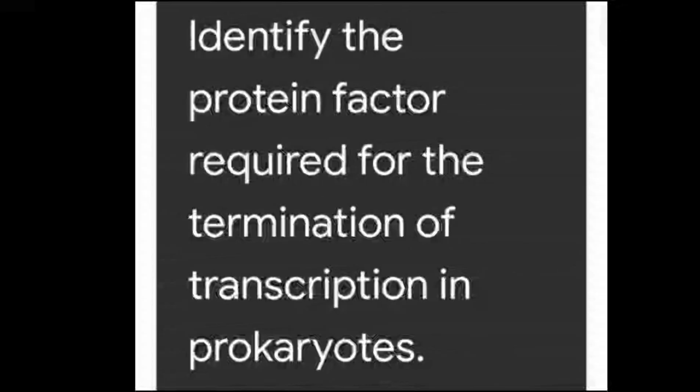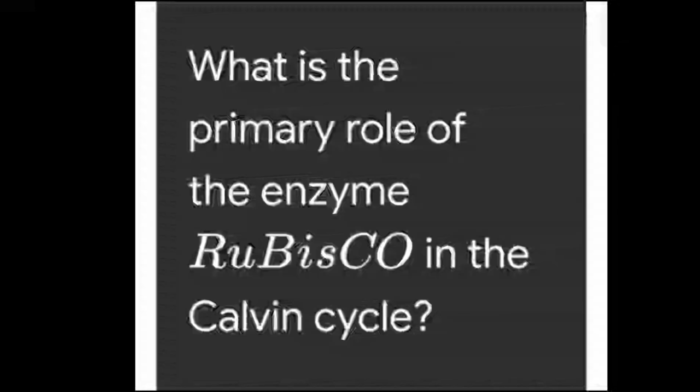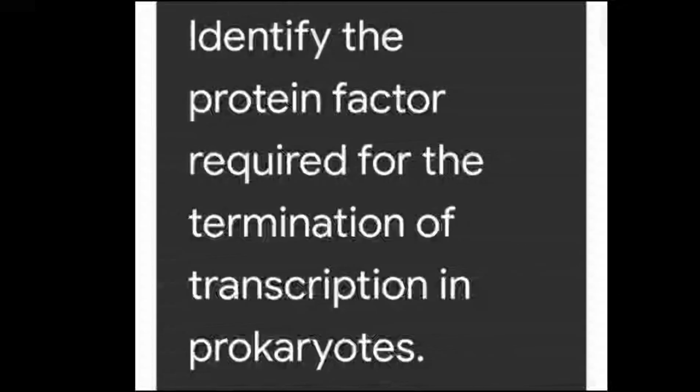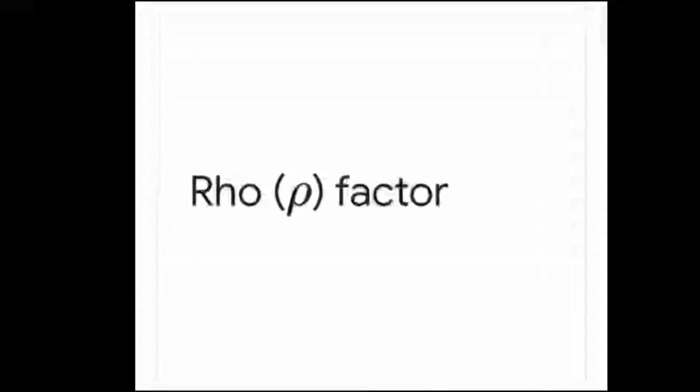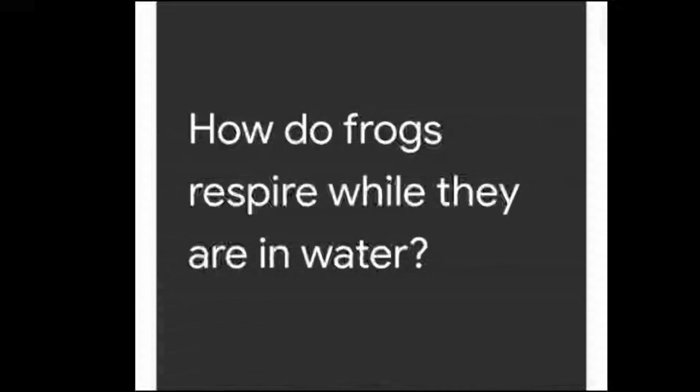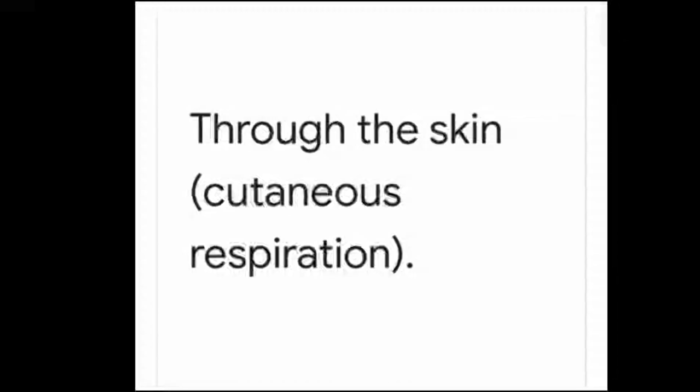Identify the protein factor required for termination of transcription in prokaryotes. That is the Rho factor that helps in the termination of transcription in prokaryotes. The Rho factor is the protein factor that is required for the termination of transcription in prokaryotes. Next question, how do frogs respire while they are in water? Through the skin there is cutaneous respiration that occurs in the frog, through which they respire.